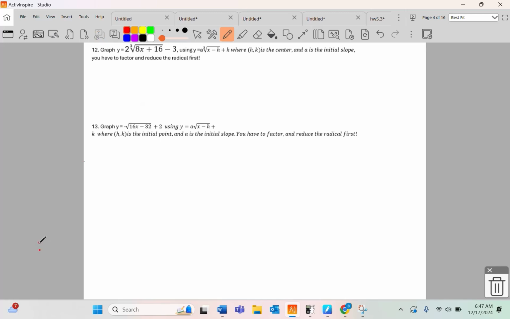All right, graph something. Graph a cubic root. You do have to factor and isolate and reduce the radical first. So y is 2 cubic roots of an 8x plus 2, because 8 times x is 8x, 8 times 2 is 16. And the cubic root of 8 is a 2. So I'm going to evaluate that. I'm going to put it out front. There was already a 2 out front. That becomes 4 cubic roots of x plus 2.